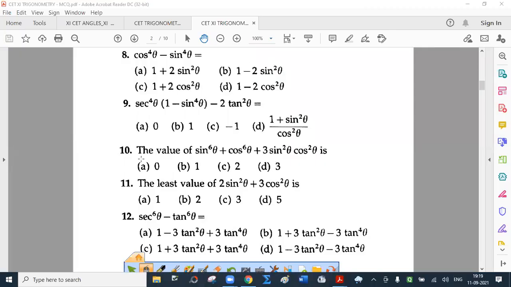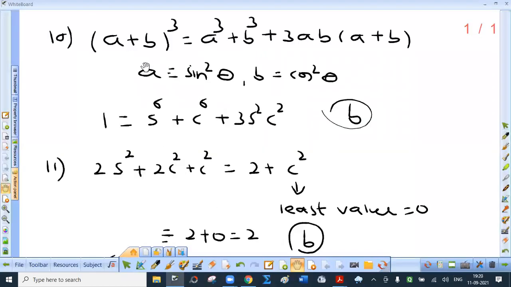Which sum do we have to solve now? Sum number 10. Value of sine raised to 6 plus cos raised to 6 plus 3 sine square cos square is. See, what is (a plus b) cube? A cube plus b cube plus 3ab into (a plus b). Now put a equal to sine square theta, b equal to cos square theta. So sine square plus cos square is 1. What is 1 cube? 1.